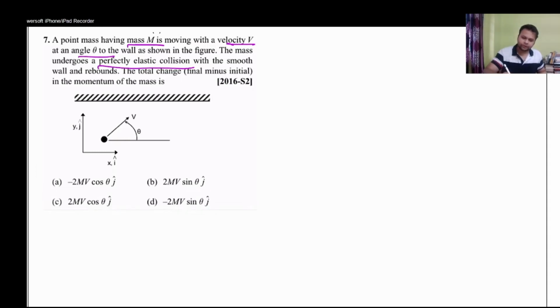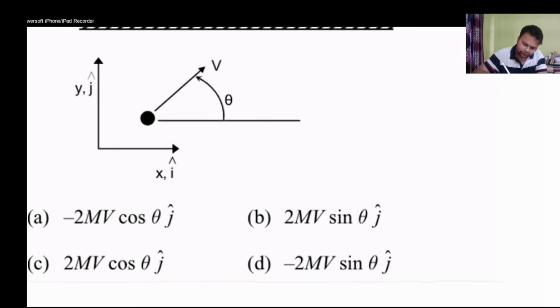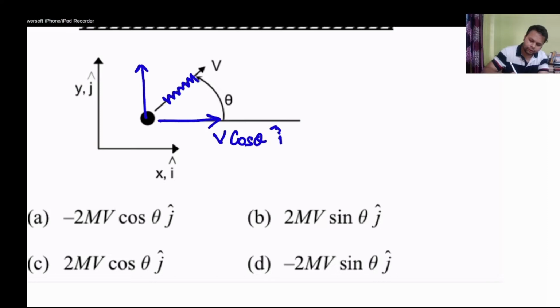And the paper in the GATE is set in a very nice way. They are saying the total change, meaning final minus initial. They're already telling you in brackets. So what you have to find is final minus initial so that you don't get confused. Okay, so this velocity will have two components. This angle is theta. So if I resolve this velocity, it will have two components. This is v cos theta, which is the i cap component, right? And this is v sin theta, that is the j cap component, right?